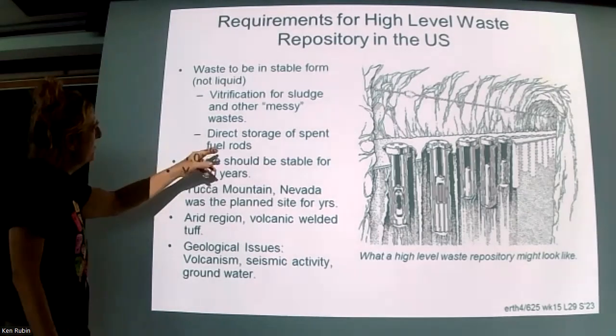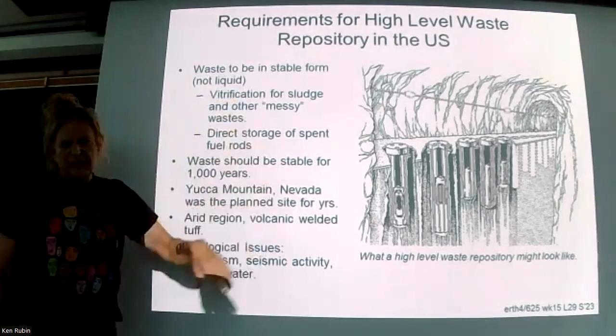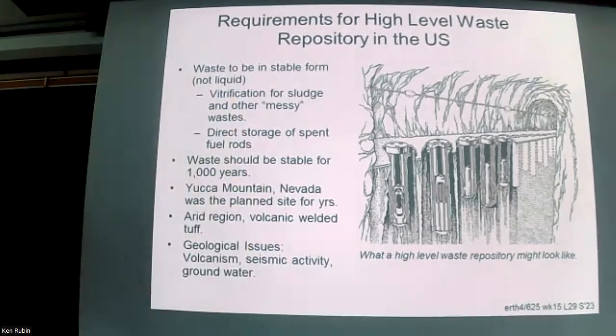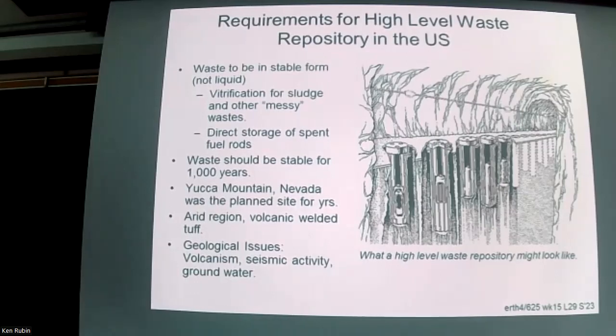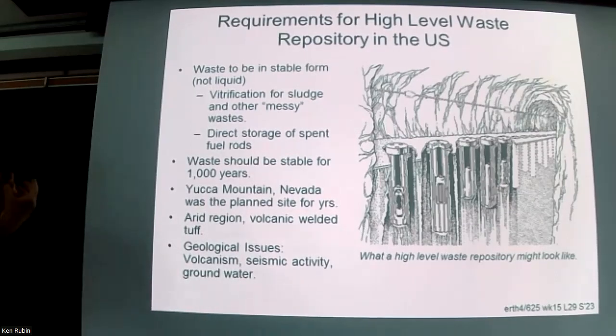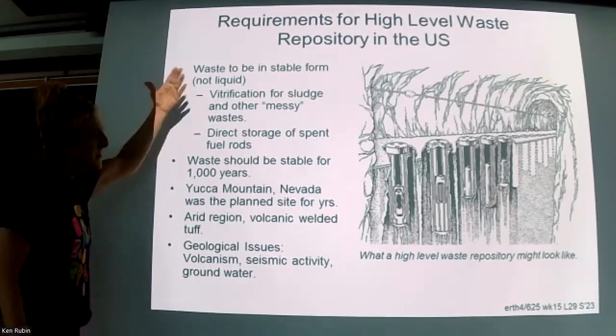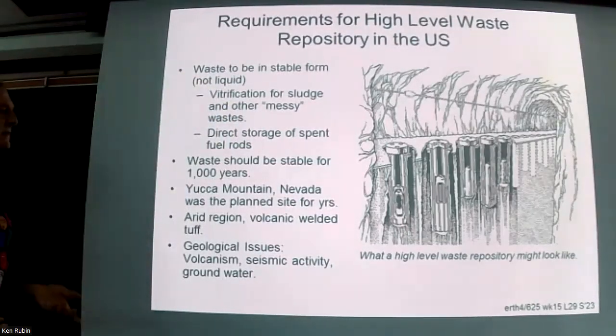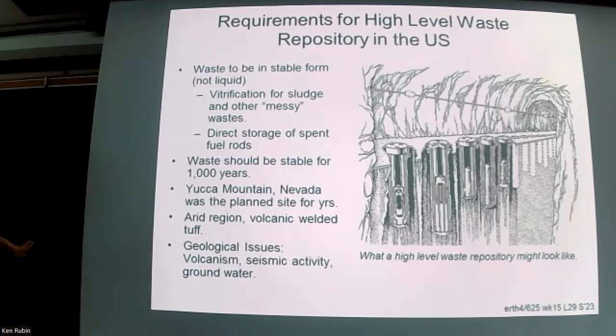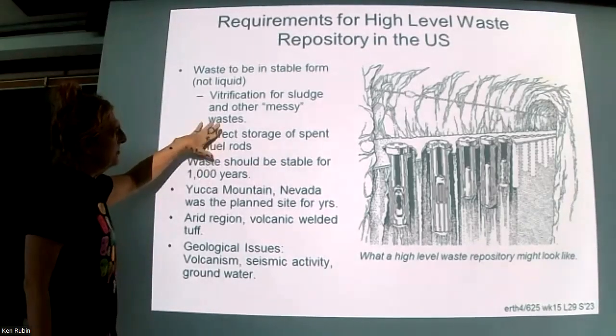This stabilized form involves something called vitrification, which is where you basically dissolve everything in a silica glass and make something that's like a capsule of radioactive material. And then that gets put in canisters that have various kinds of linings that protect it from water infiltrating and gamma radiation coming out, as well as encasing and in direct storage of spent fuel rods.